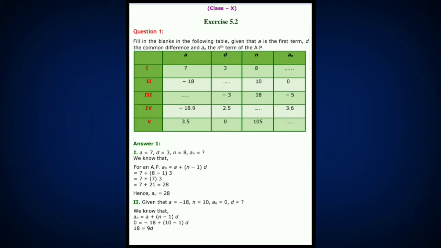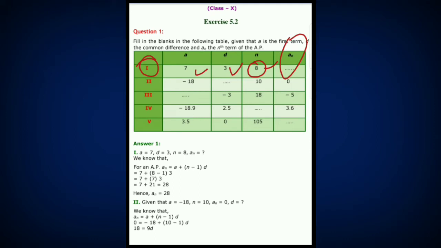It is written here, fill in the blanks in the following table, given that A is the first term, D is the common difference, and AN is the nth term of the AP. Now in the first problem, the first term is given here as 7, the difference is 3, and the number of terms N is 8. We have to find the nth term.